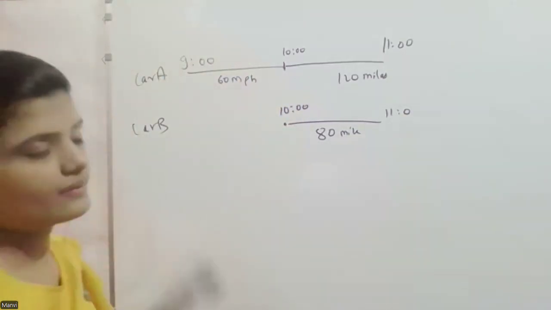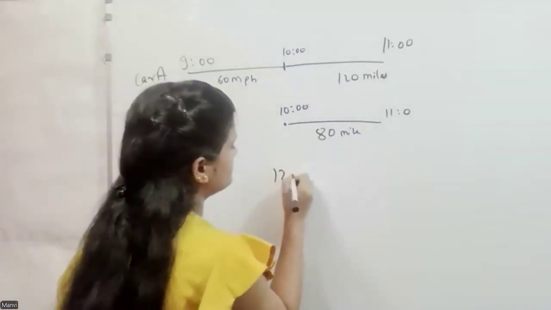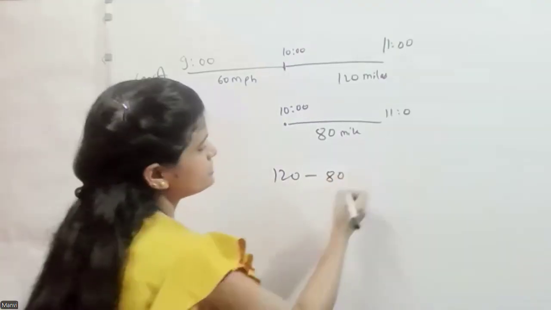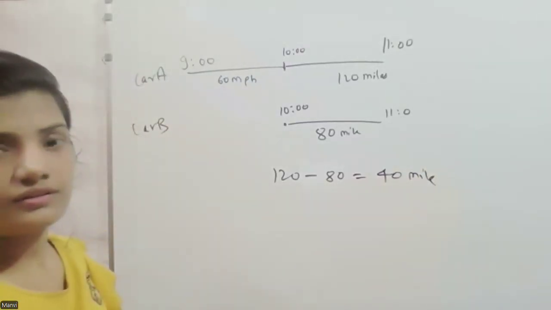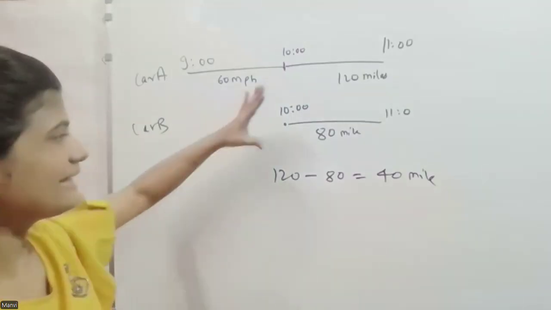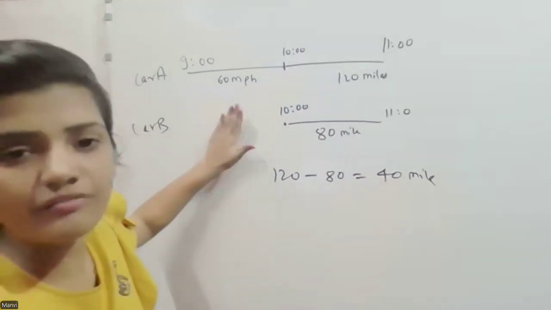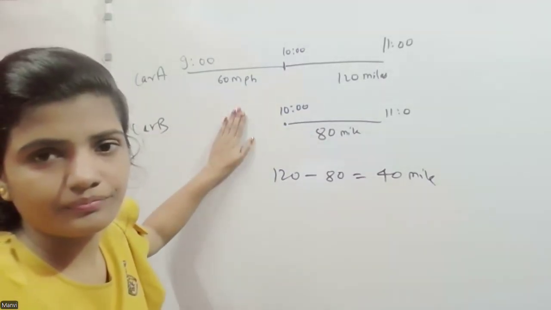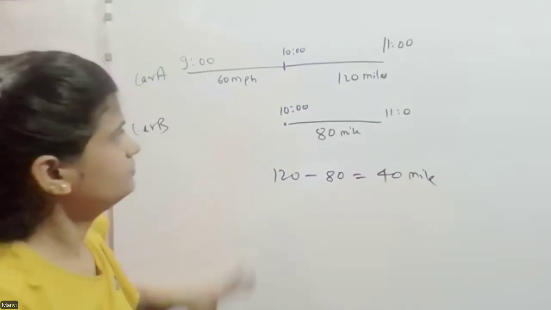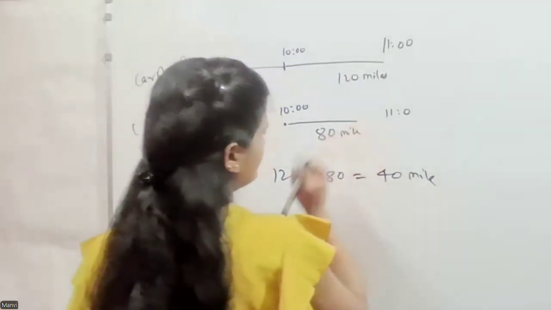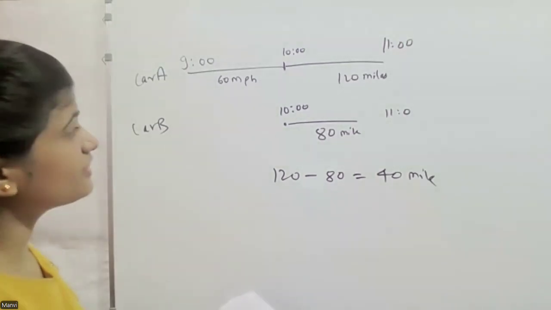So what is the difference between these two? 120 minus 80, which is 40 miles, right? So at 11, the difference between car A and car B is 40 miles. This is one way of doing this question. What's the other way? This is 80 miles only at 11.